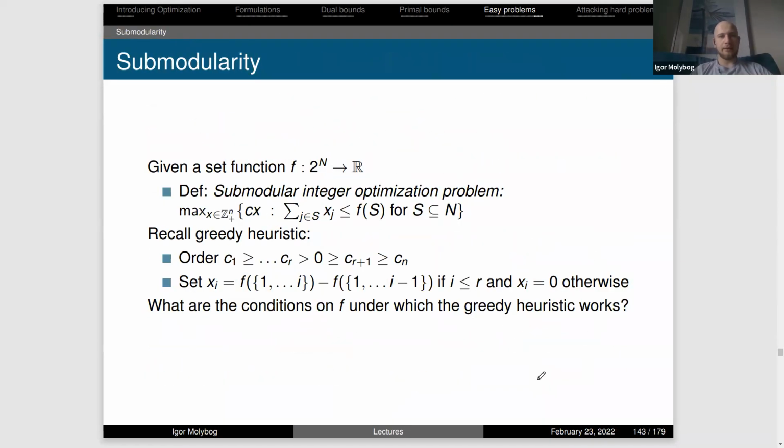Right, and then we have quickly discussed submodularity. I have put some effort into explaining it during the discussion section. This is basically a way to show that a greedy heuristic results in the exact solution for a particular class of problems.